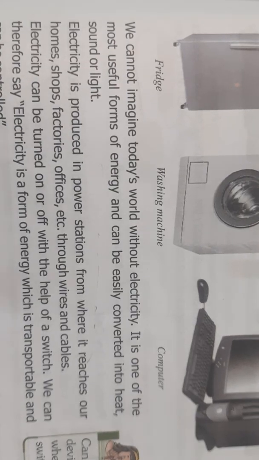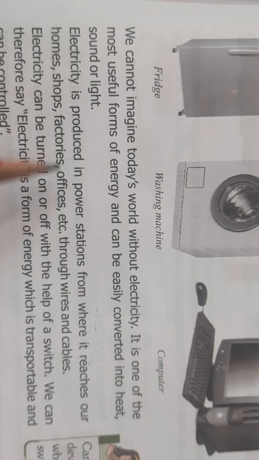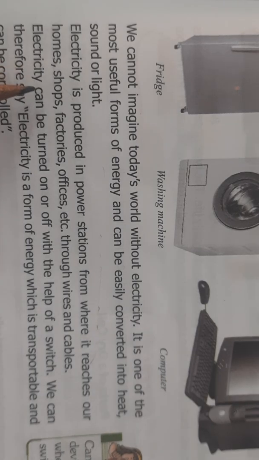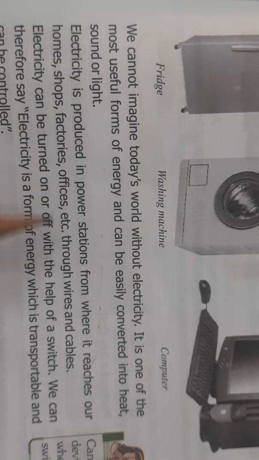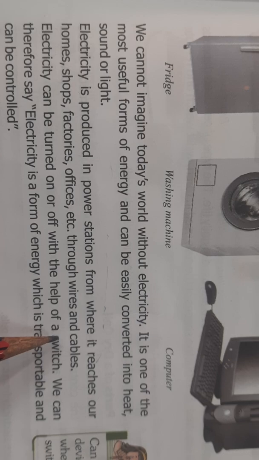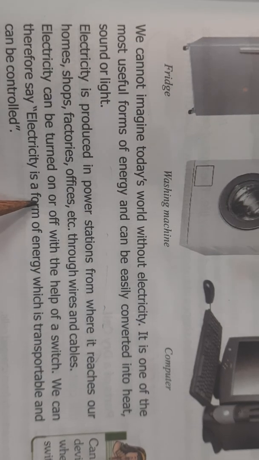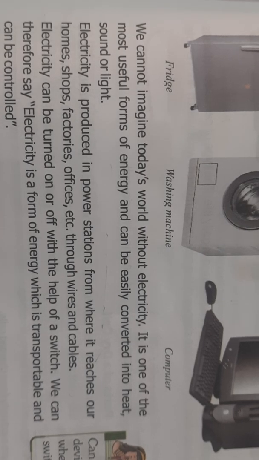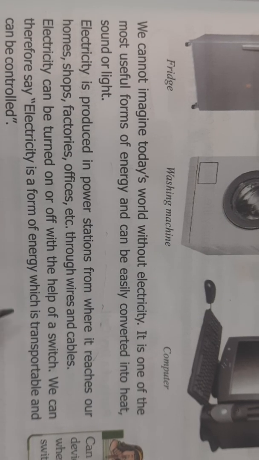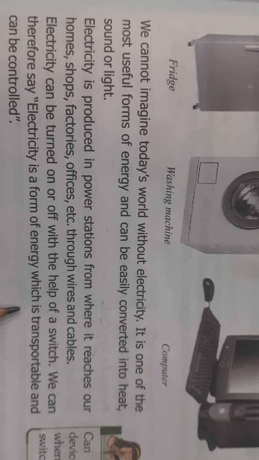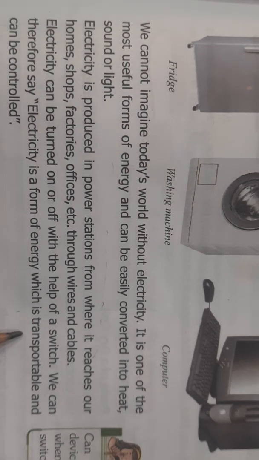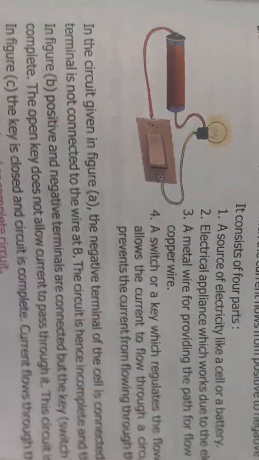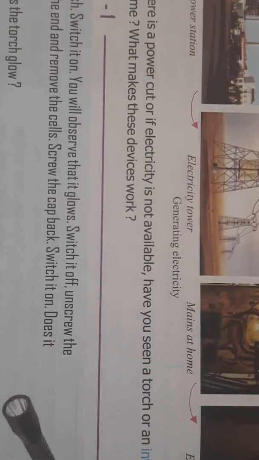So how does this electricity reach us? The electricity is produced in the power stations, and from there it reaches our homes, shops, factories or offices through wires and cables. Electricity can be turned on or off with the help of a switch. So we can say that electricity is a form of energy which is transportable and can be controlled. Transportable means it can be transported from one place to another place, and it can also be controlled.